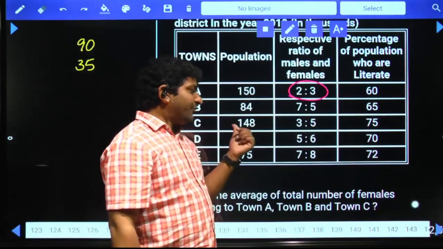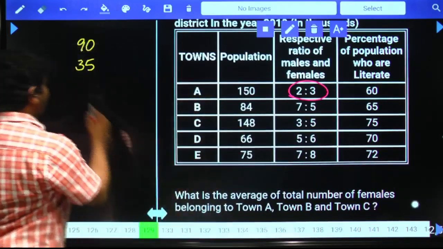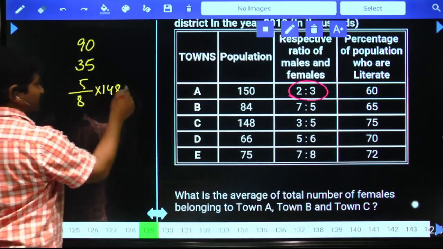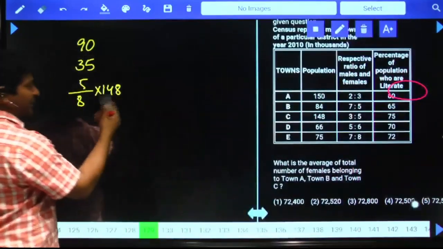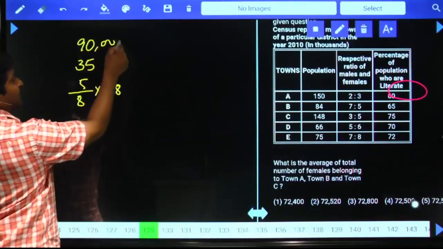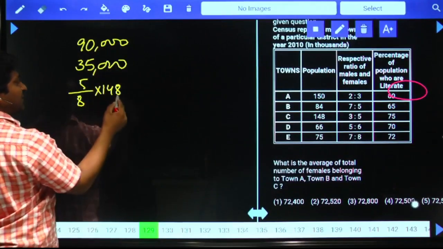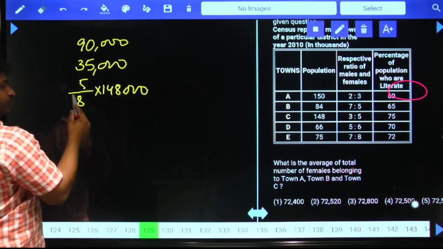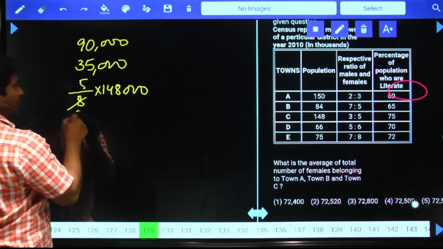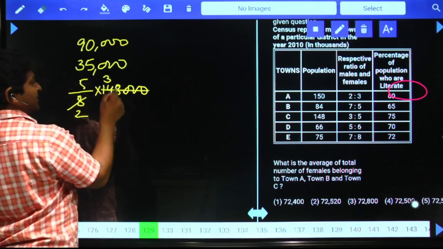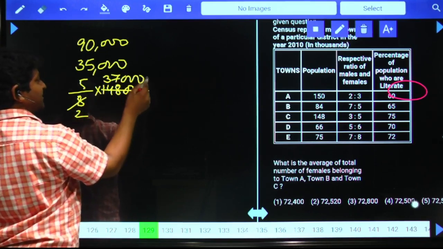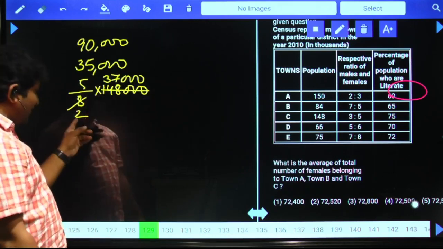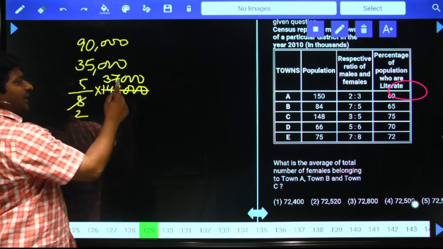8 parts is equal to 148. Then female are 5 out of 8 among 148. Okay. As this is not a perfect multiple of 8, I am treating it like this. 90,000, 35,000 and then 148,000 also here. Now 4 2 times, 4 3 times, 7 times and then 00. 5 into 37,000, that is 10 times and then half and again divided by 2. 10 times of this number.